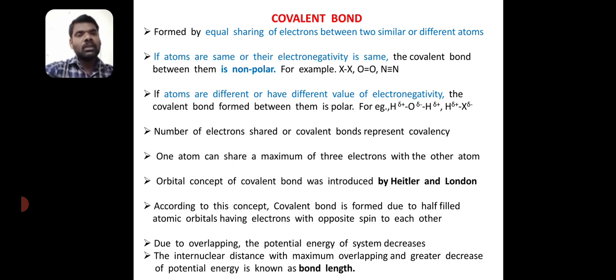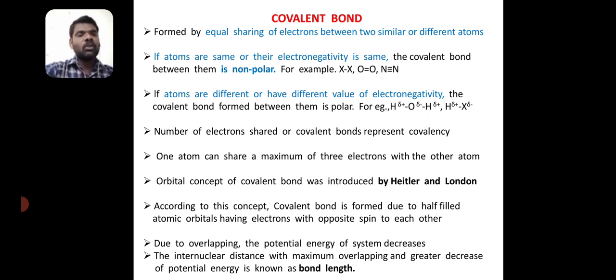If the atoms are different or have different values of electronegativity, then the covalent bond formed between them is polar. For example, water, the H2O molecule, in which oxygen is more electronegative, so it creates a partial negative charge on oxygen and a partial positive charge on hydrogen. So it is polar in nature, and HCl or HBr likewise. The number of electrons shared, or covalent bonds present, is called covalency. One atom can share a maximum of 3 electrons with other atoms.